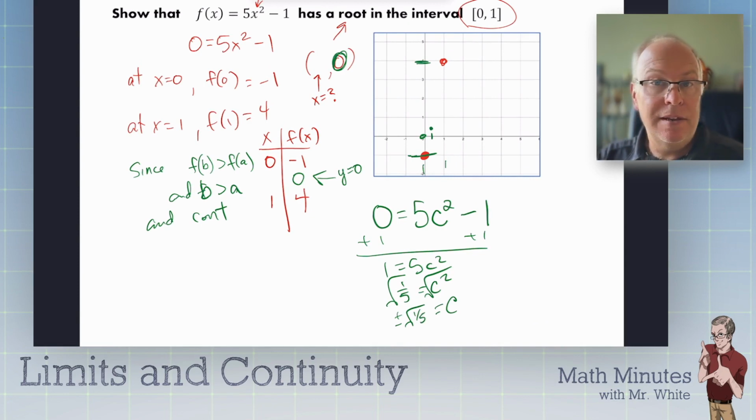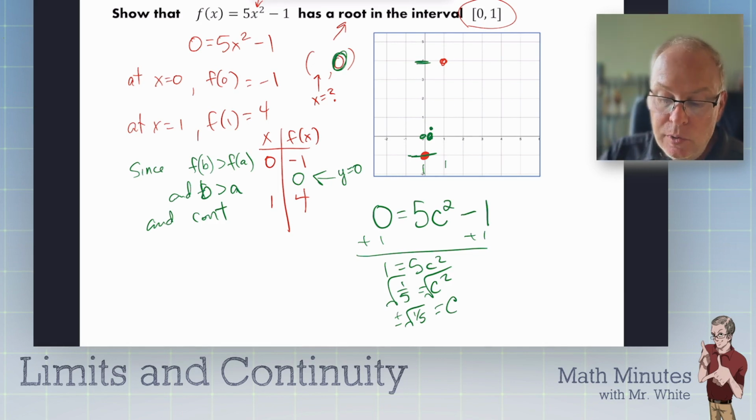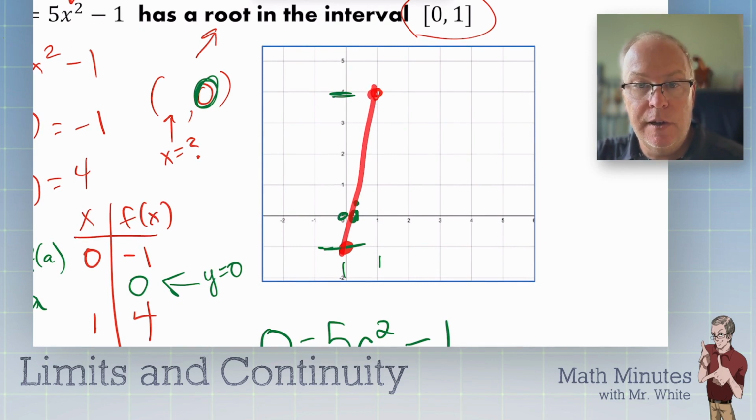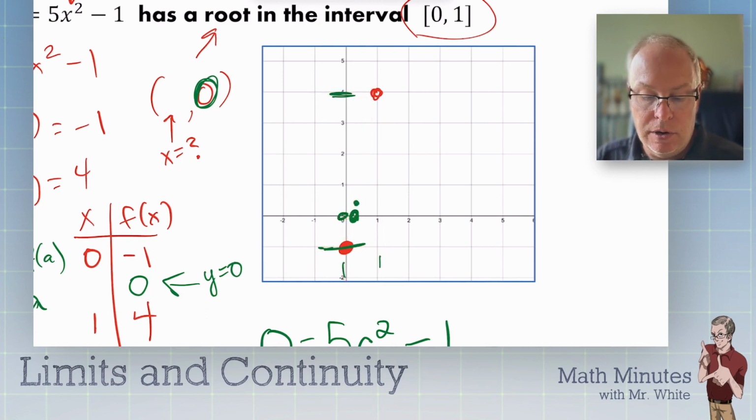Now the positive end of that lies between 0 and 1. It's like right here, right? Lies right there. So the square root of 1/5 would lie between 0 and 1. But we knew it had to be. We knew it had to be because it's a continuous function. It was at -1, then it was at 4. Between 0 and 1, it has to hit every value in between. So there had to exist a value where y was 0.